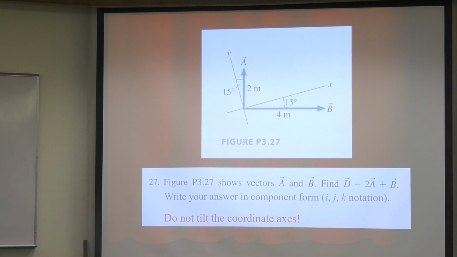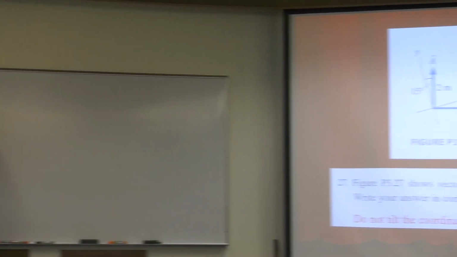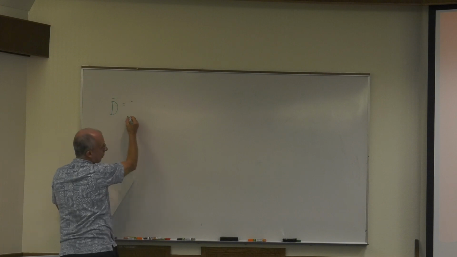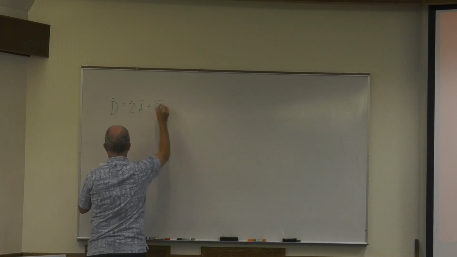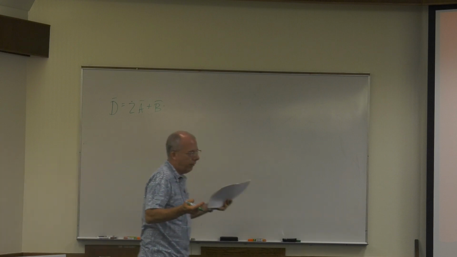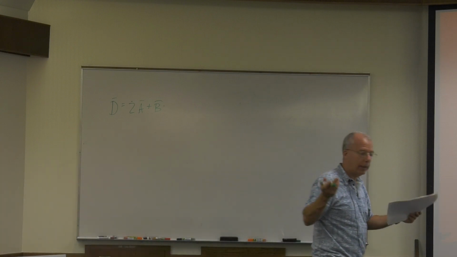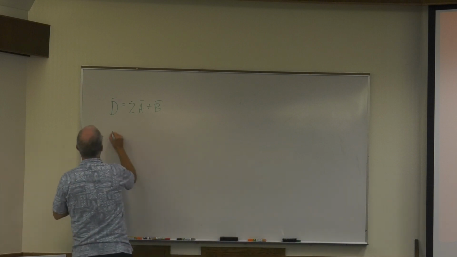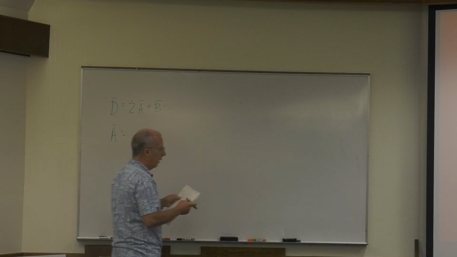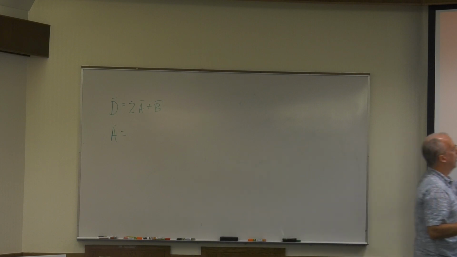All right, so I hope you've done it. Let's check if you did it right. So vector D is given to be 2A plus B. In order to figure out what it is, we've got to figure out what A is and what B is, right? So we'll do that. So vector A, hold on a second.